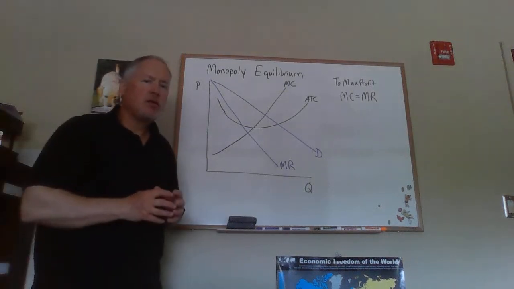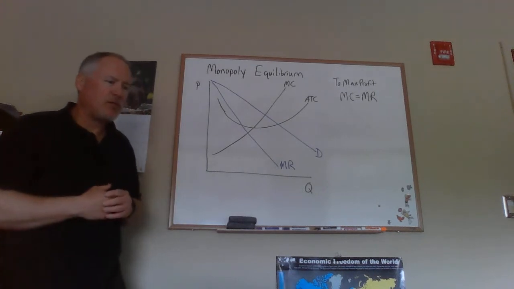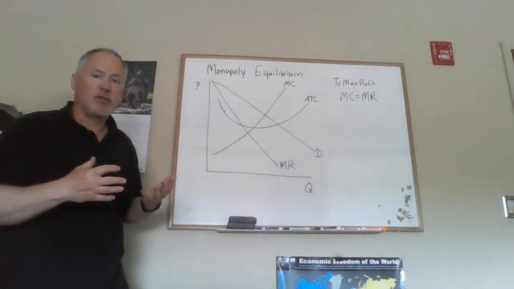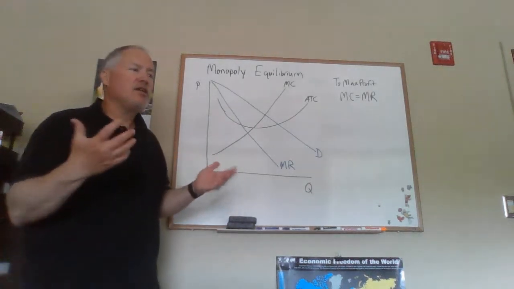This video is going to talk about the monopoly equilibrium. So we have our model of monopoly. The last video did show how we could get the marginal revenue curve for the monopolist. So once we have that, we have the graph drawn here as we're going to need it.